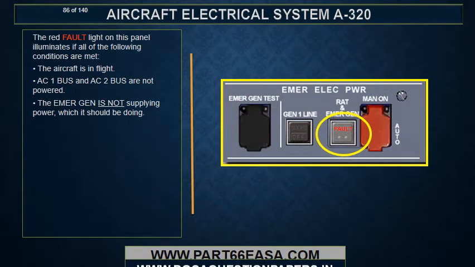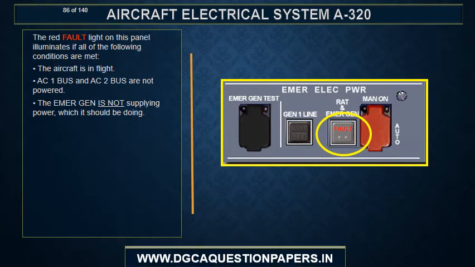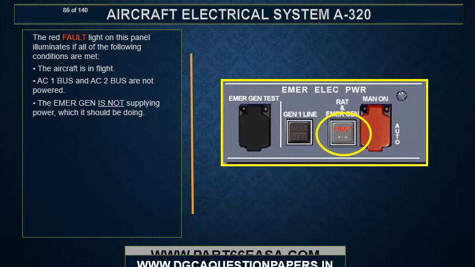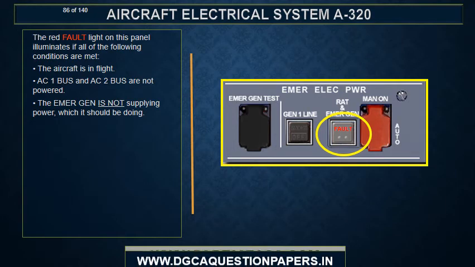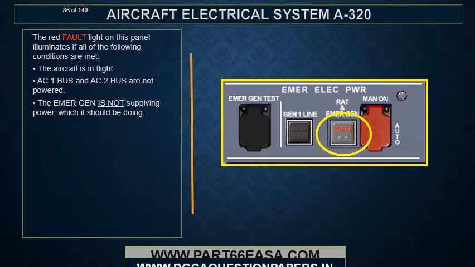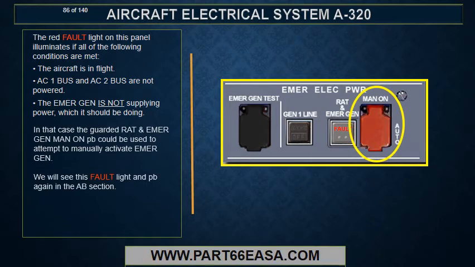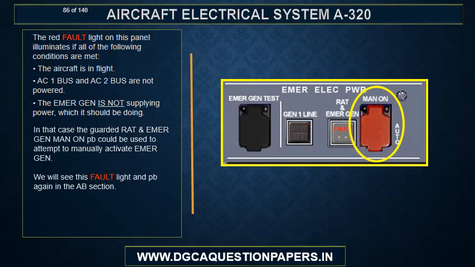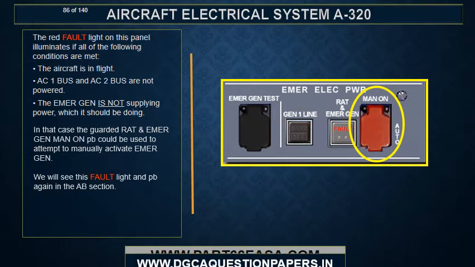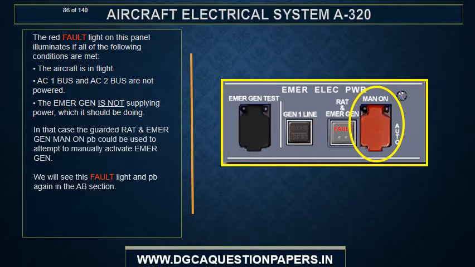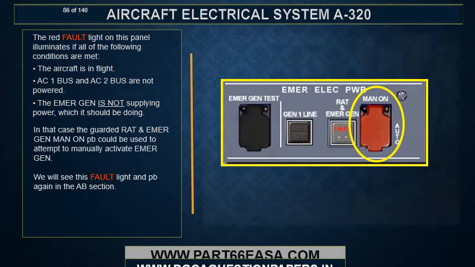The red fault light on this panel illuminates if all of the following conditions are met. The aircraft is in flight, AC1 bus and AC2 bus are not powered, the emergency generator is not supplying power, which it should be doing. In that case, the guarded RAT and emergency gen man-on push button could be used to attempt to manually activate emergency gen. We will see this fault light and push button again in the abnormal operation section.